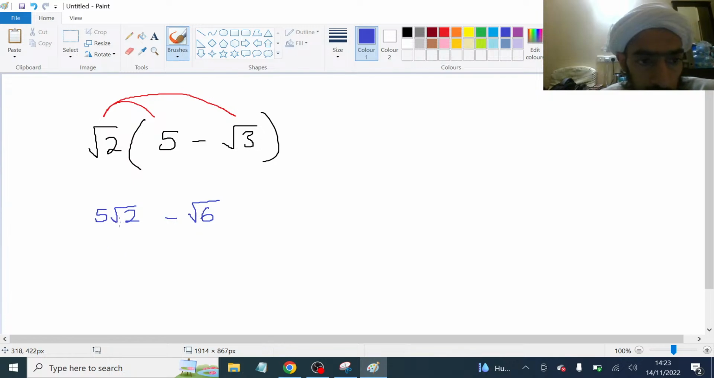Where did the 5 root 2 come from? The root 2 times 5, or 5 times root 2. Why did it not get combined? Because only one of them had a square root. The root 6, where did that come from? Root 2 times root 3.